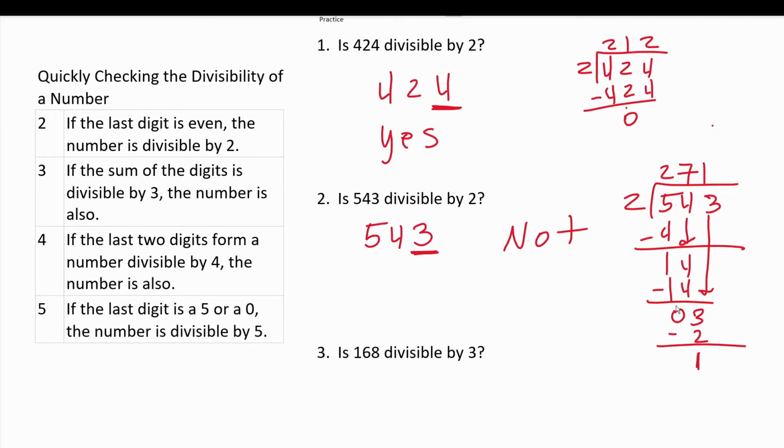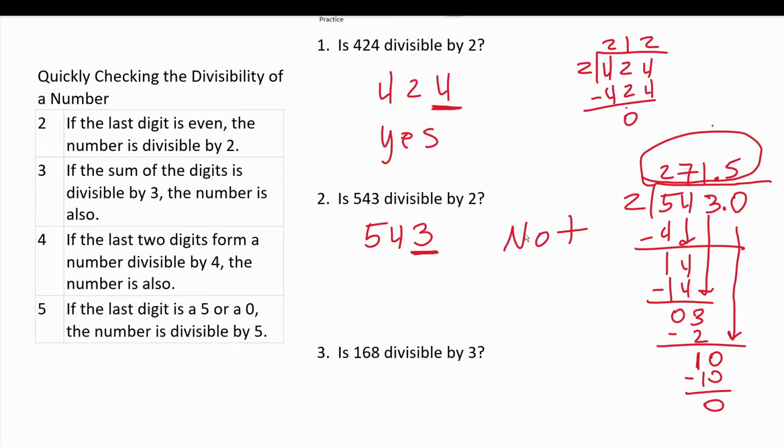In order to proceed doing this long division, we'd have to add a decimal here and a 0 placeholder. We would have to bring up our decimal here and drop our 0 down here. 2 goes into 10 5 times. 2 times 5 is 10 with no remainder. So as we can see, 543 divided by 2 is 271.5. That is to say, it's not divisible by 2 evenly.